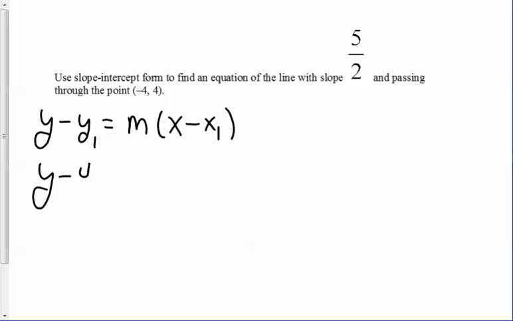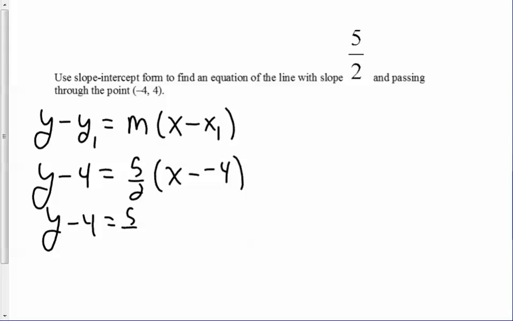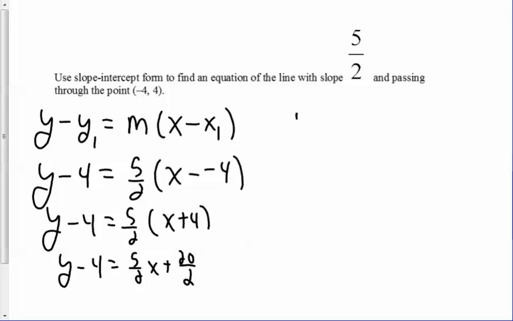y minus 4 equals 5 over 2 times x minus negative 4. So now I have y minus 4 equals 5 over 2 times x plus 4. Now I have to eventually get this into slope-intercept form. So I'm going to distribute that 5 halves. I get 5 over 2 x plus 20 over 2. So now it's y minus 4 equals 5 over 2 x plus 10.